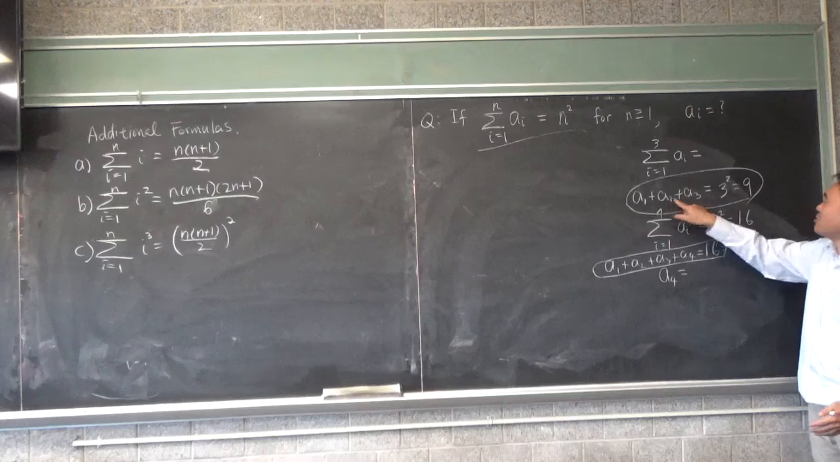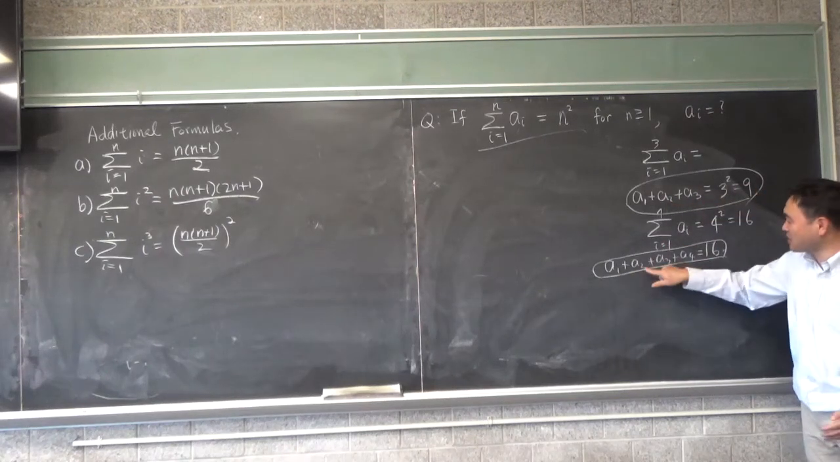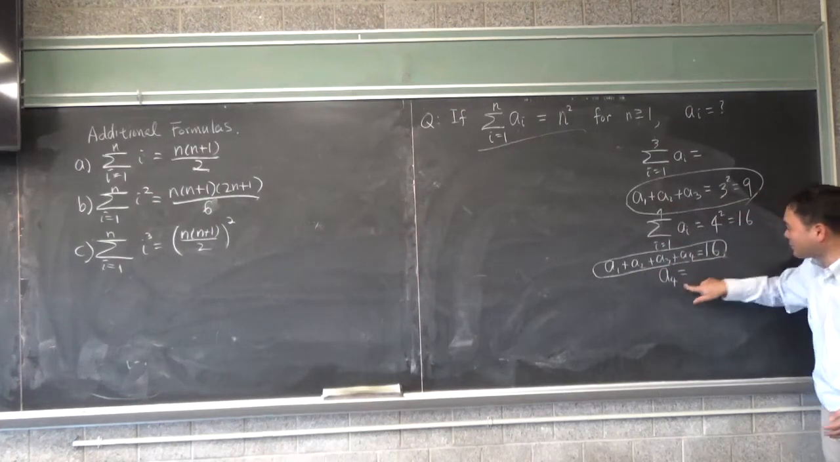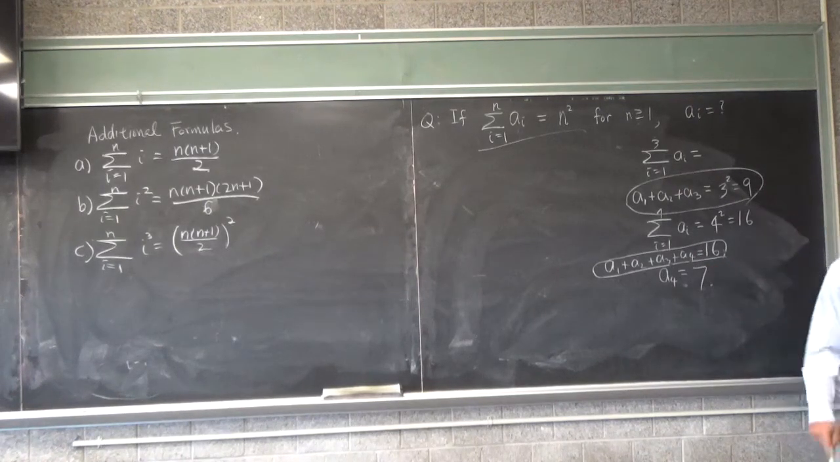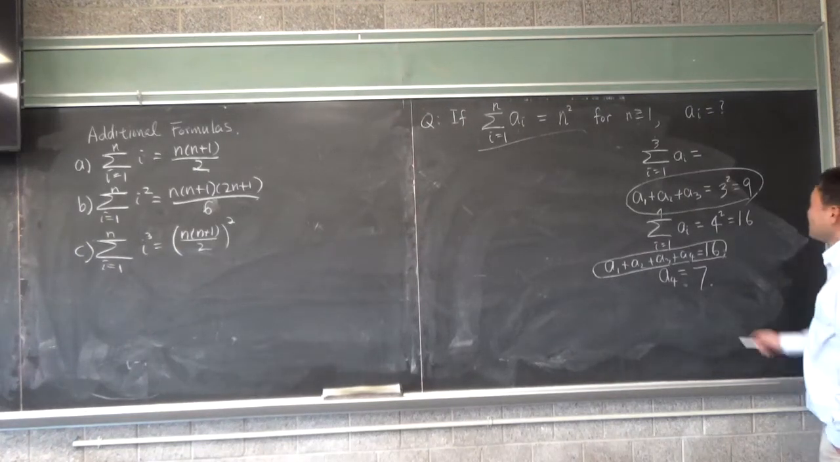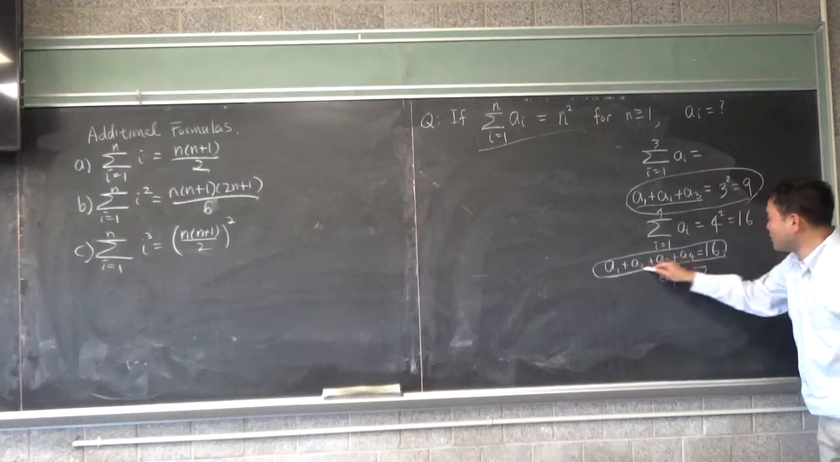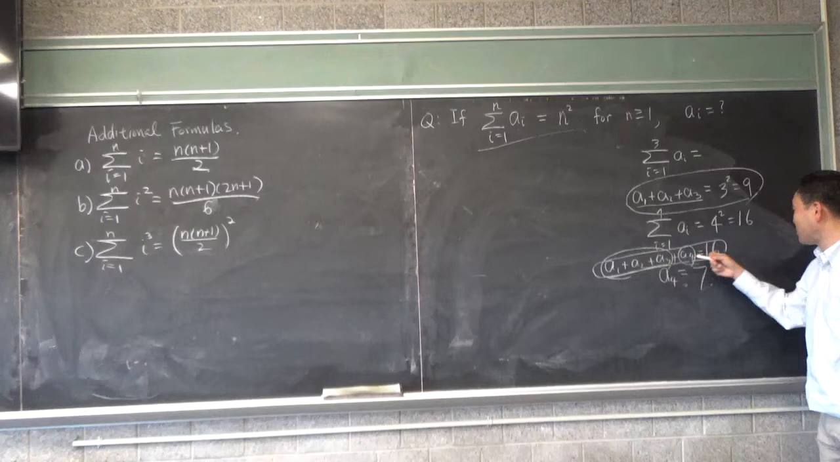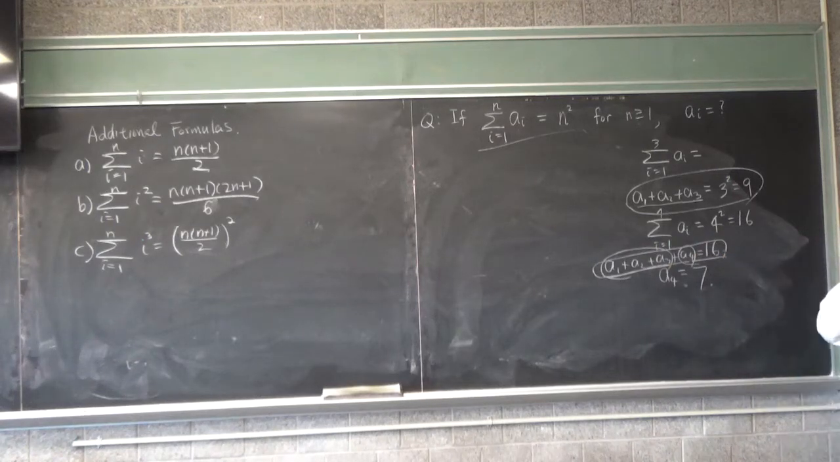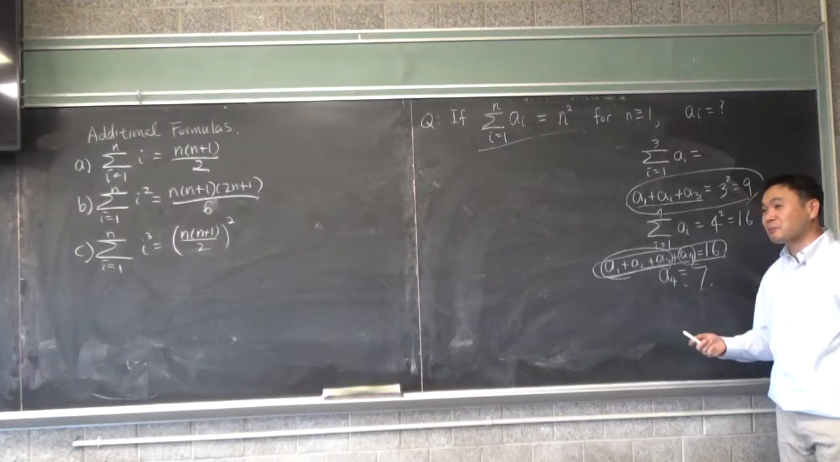If you have a1 plus a2 plus a3 equal to 9, and a1 plus a2 plus a3 plus a4 is 16, then a4 should be 7. You have to add 7 to get to 16, because 16 minus 9 is 7. This much adds up to 9, this much adds up to 16, so this must be 7. 9 plus 7 is 16. There are two separate summations. So a4 must be 7, right?